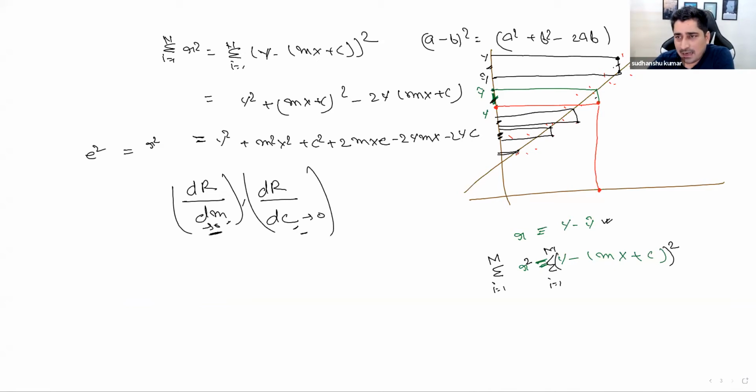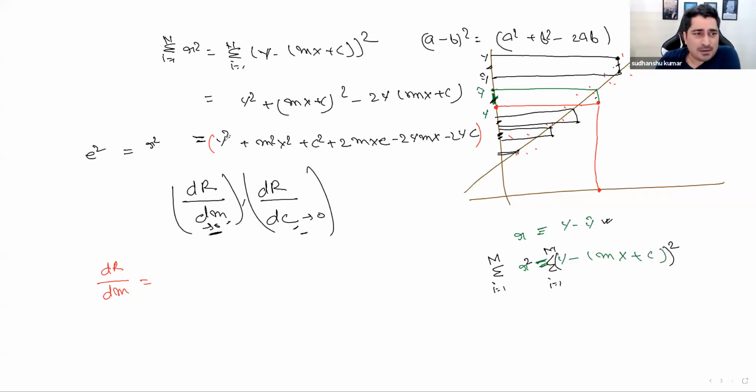So if I ask you to find a derivative, say dr by dm, what will be your dr by dm for this equation? Anyone who can say, what will be your dr by dm? Okay, so 2mx plus 2xc plus 2yx.